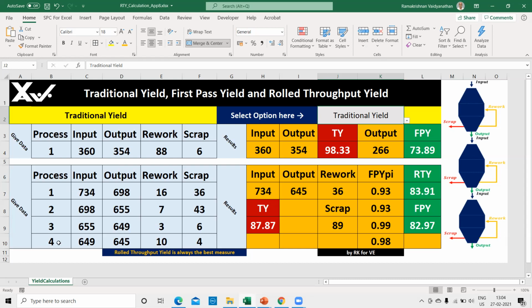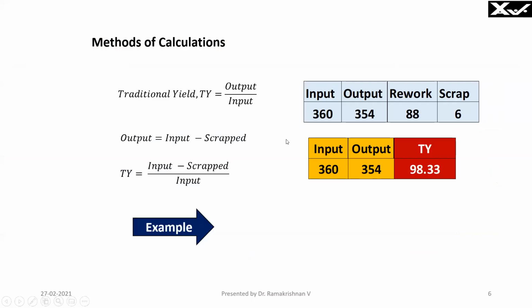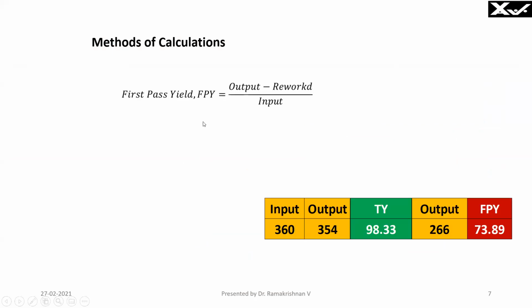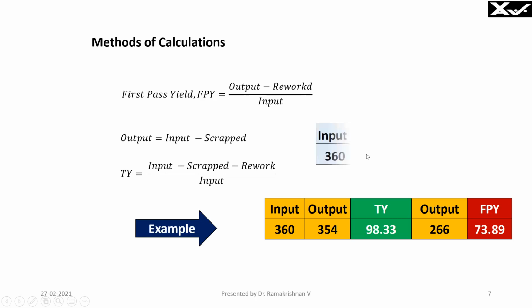Consider we have a 4-step process. Input is 734, output is 645. So 645 by 734 is the traditional yield, 87.87. We will go back to the slide and then go to the first pass yield. First pass yield is, you can see here, we'll go to an example later.